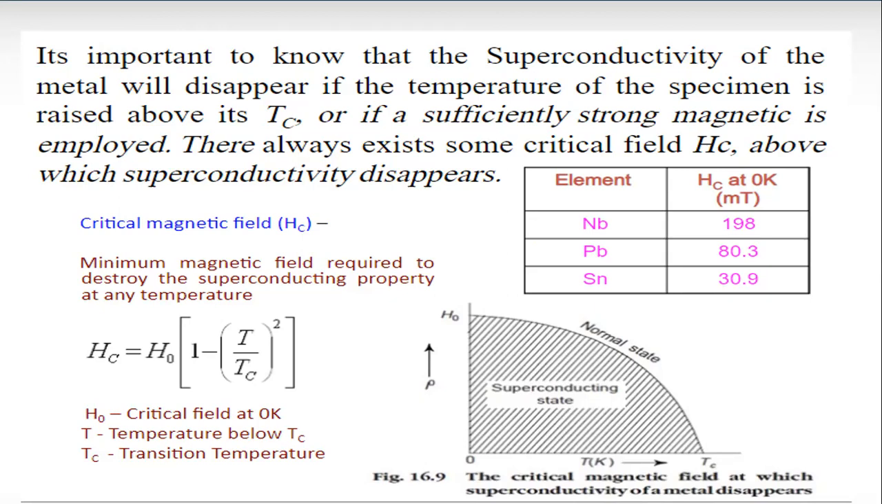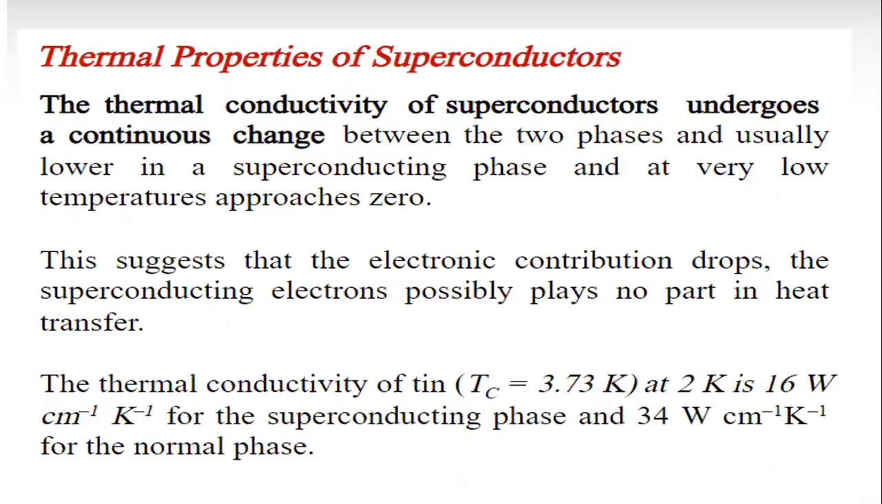It is denoted by Hc is equal to H naught into (1 minus (T by Tc) whole squared). Here H naught is the critical field at 0 Kelvin, and capital T is a temperature which is less than the critical temperature, which is also termed the transition temperature. You can see in the figure that at less than Tc, the given material exhibits the superconducting state.